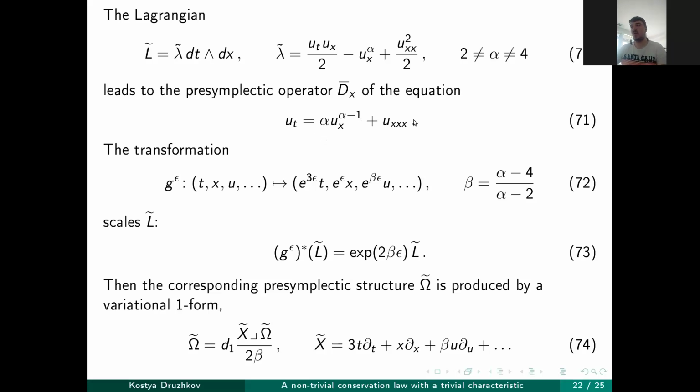Then we can see that all of these equations, when alpha is not 2, admit the following scaling transformation. This transformation, given by this formula, where beta has this form, scales our Lagrangian L tilde in this way with some non-trivial coefficient. So if alpha is not 4, then the coefficient is not 0.